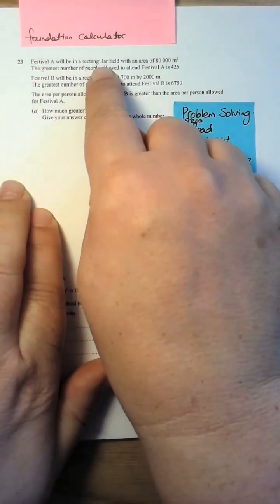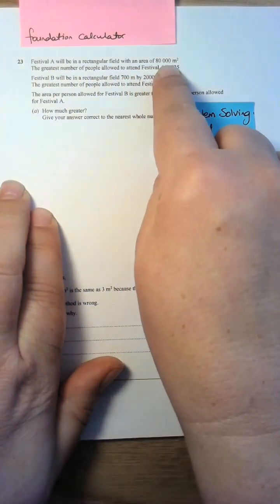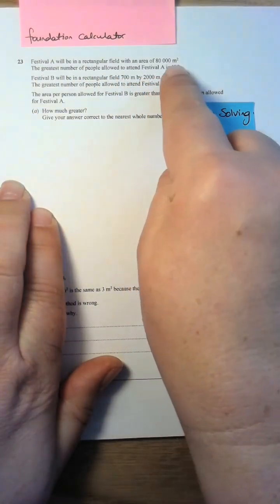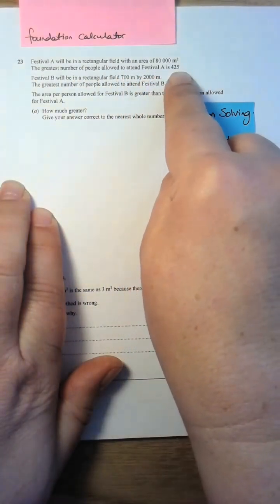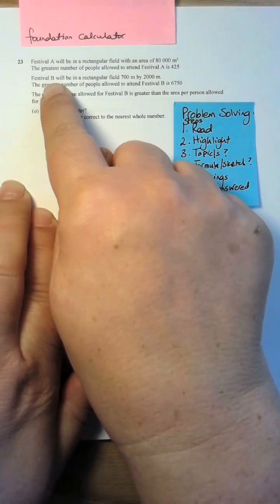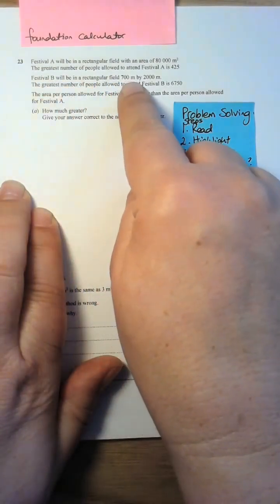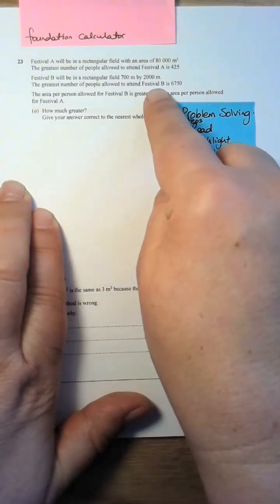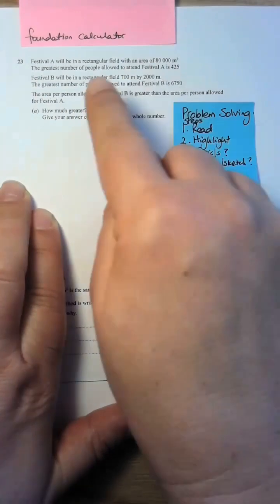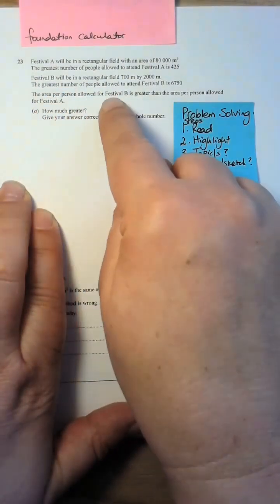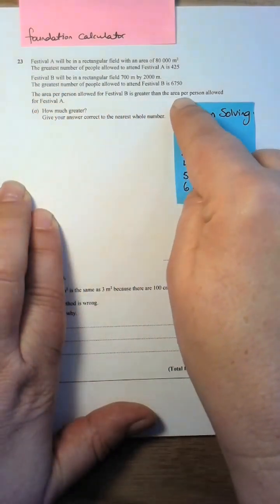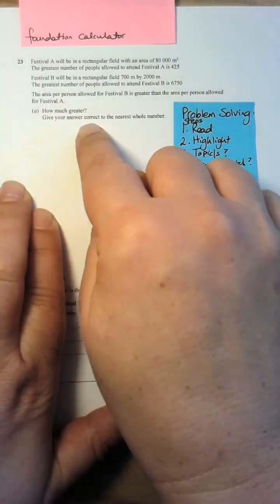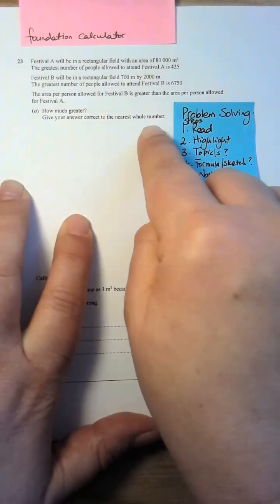Festival A will be in a rectangular field with an area of 80,000 metres squared. The greatest number of people allowed to attend Festival A is 425. Another Festival B will be in a rectangular field with these dimensions. The greatest number of people allowed to attend Festival B is this. The area per person allowed for Festival B is greater than the area per person allowed for Festival A. How much greater? Give your answer correct to the nearest whole number.